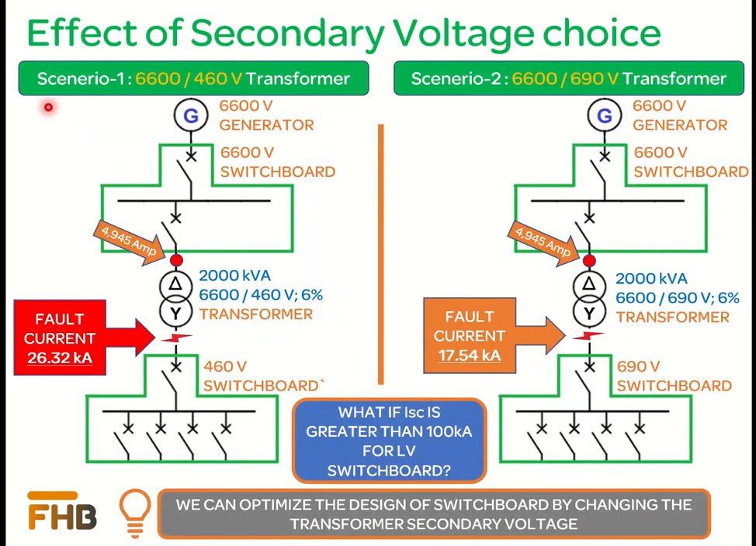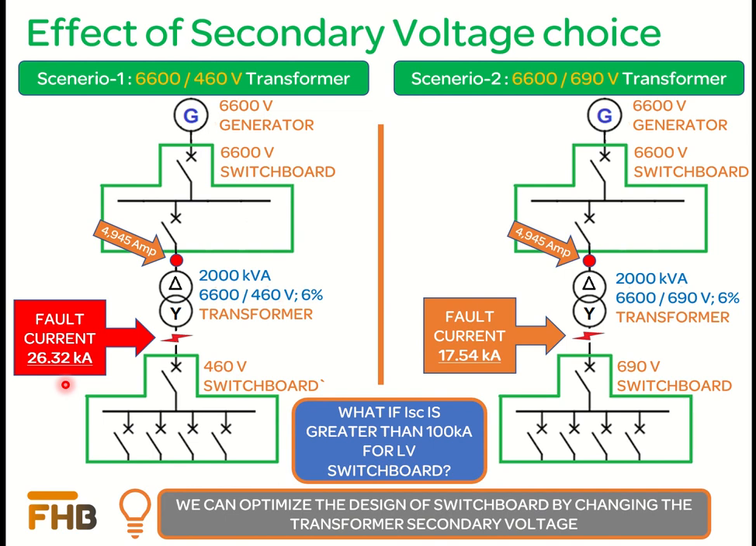In the last part of our video, we will try to relate the numerical calculations we have discussed with the practical concept. We are considering two different scenarios. In both the scenarios, we have considered the 2000 kVA transformer with 6% short circuit impedance. Primary voltage of the transformer is 6.6 kV and the fault current entering from the primary side is 4945 amperes. The only difference is that the secondary voltage in the first scenario is 460 volts and in the second scenario it is 690 volts. You can notice that due to the difference of secondary voltage, the value of the short circuit current leaving the transformer secondary side is changed.